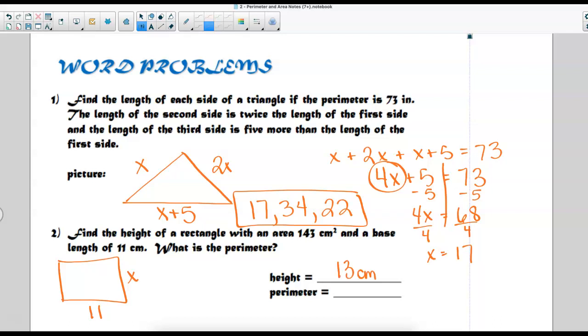If I know the height, can I now find the perimeter? Yeah, the perimeter would be what? Add all 4 sides together, so 11 plus 11 plus 13 plus 13. 48 centimeters. Okay, so far so good?